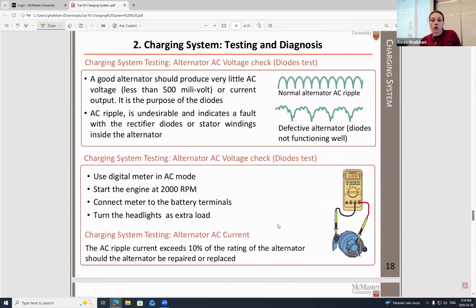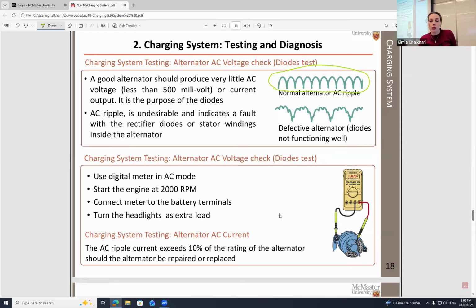Another method is going to be the diode test. In this one, the alternator, in fact, is always going to give us AC, so we are looking at the ripples. If we have a normal AC ripple, it simply means we have no faults. But if you have a defective alternator, the ripple is not organized. The ripple looks weird, and you can simply look at it and understand you have a faulty alternator.